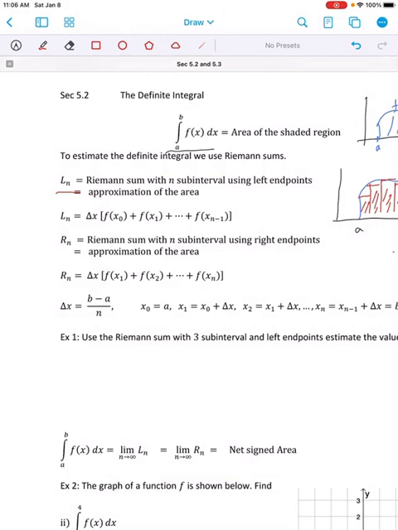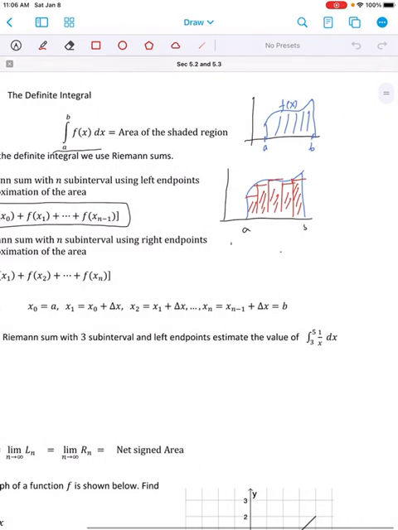And the formula that we use for that is given here, which is delta x times f of x0 plus f of x1 plus dot dot dot plus f of x_(n-1). So notice here we start with x sub 0 and we go up to 1 less than the last endpoint, which is x sub n. And in the same way, we can also estimate this area, or the value of this definite integral, by using the right endpoints of the subintervals.